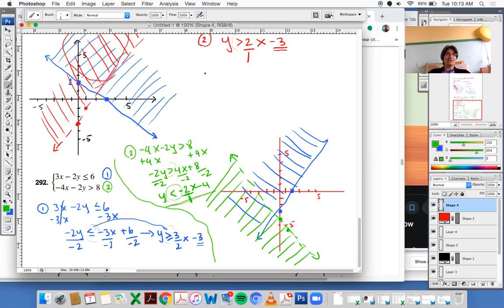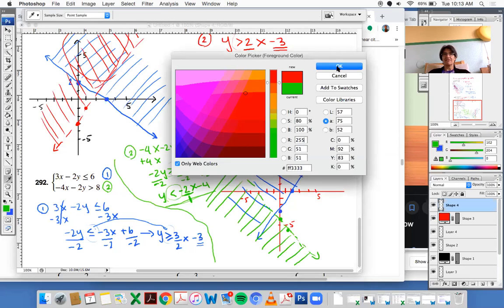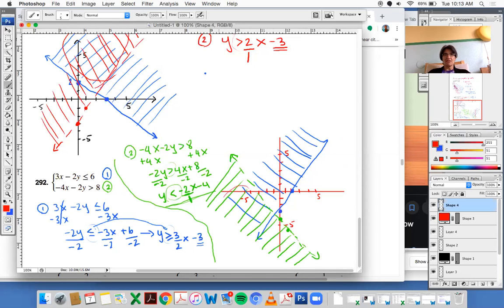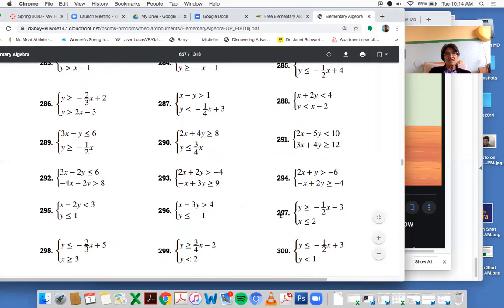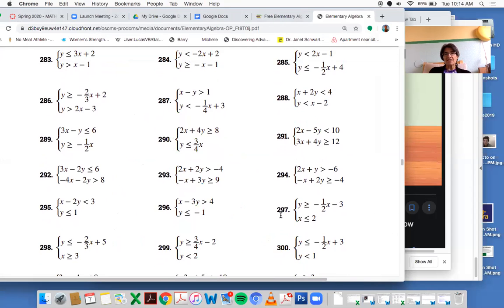Okay, so my solution region, where the two things overlap, is right here. So my solution is in this little V, this little corner there. All right, any questions with that one? Okay. Let me see if I can find a good one for you guys to try.